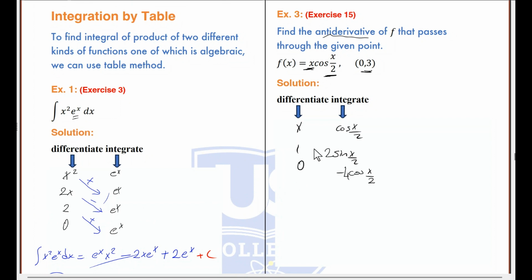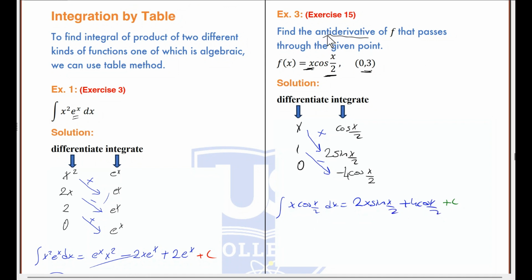Now match them, pair them. This by this, by this. Plus for the first pair, minus for the second pair. Now write the result. Integral of x times cosine x over 2 is equal to x times 2 sine x over 2 and minus minus makes plus 4 cosine x over 2. And I additionally have c. So this is how we integrate this function.